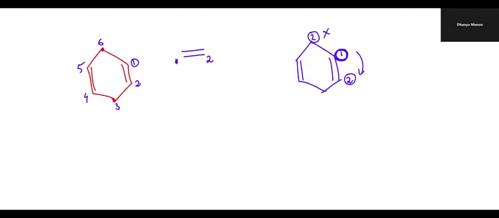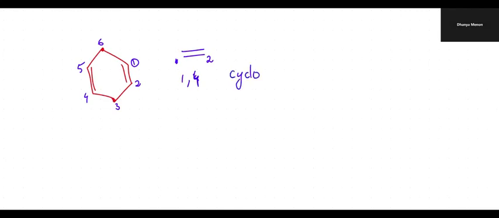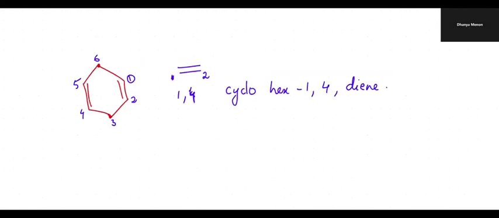Okay, so what is the name of this compound? The double bonds are getting the first and fourth positions, right? So this is a cyclic substance: cyclo, hex, 1,4-diene. Okay, so we are following the same rule here. Substituents are named first, and if a cyclic substance is there, we use the word cyclo. Remember, for the prefix.